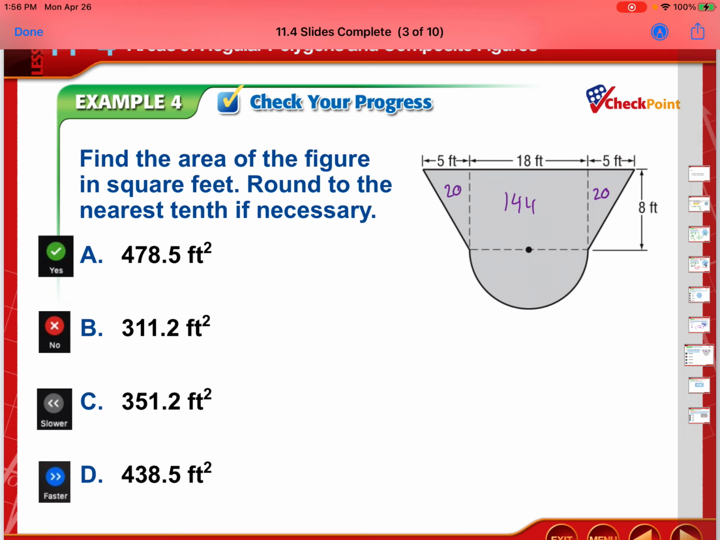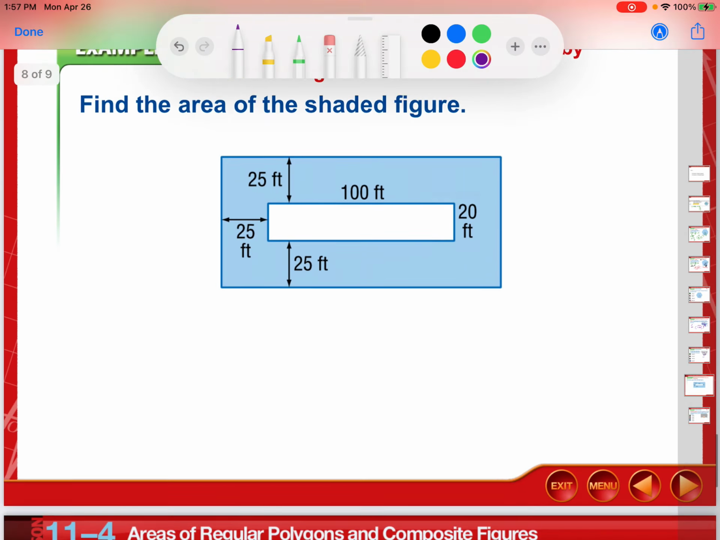Now, the hard part: we have to figure out that circle. The radius on this circle is going to be half of 18, so that's 9. Now, we have pi r squared. 9 squared is, of course, 81. So 81 times pi, which is about 254.47. Now I'm going to add 144 to that, plus 20, and I end up with 438.5. Lovely. Okay.